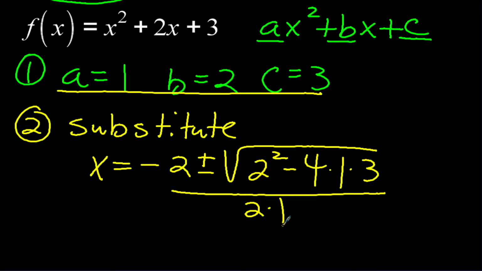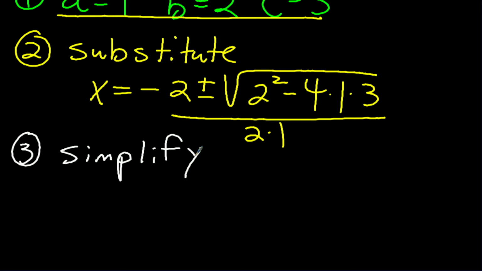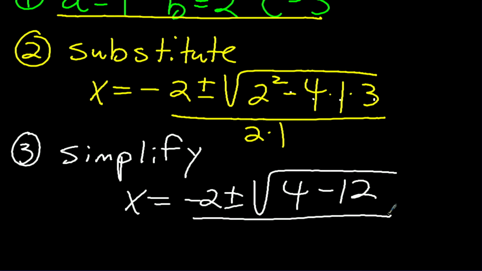All right, now we go to our third step. Step number 3 is simplifying. I want to simplify this quadratic formula that I have substituted the values into. So I have x equals negative 2 plus or minus the square root of 2 squared, which is 4. And then notice I have a negative 4 times 1 times 3, which gives me a negative 12, all divided by 2 times 1, which is 2.